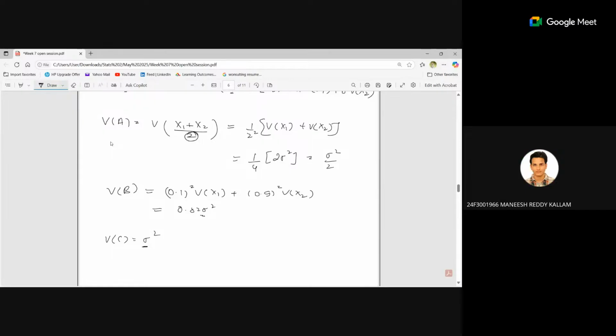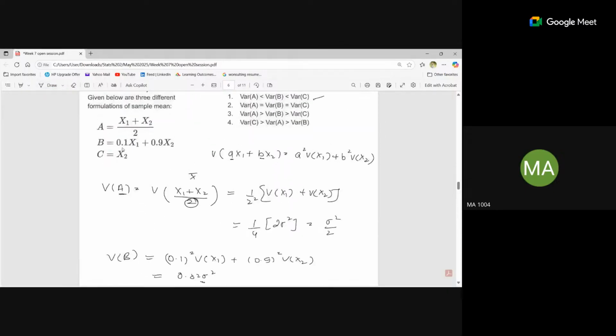Ma'am, while calculating variance of A, can we treat it like a sample mean? Can we derive it from the variance of the sample mean, which is sigma square by n, where n is 2? Yeah, we can say that. Because basically, what is my A? A is just the sample mean only. x1 plus x2 divided by 2 is the same thing as x bar. So variance of A is less than variance of B is less than variance of C.